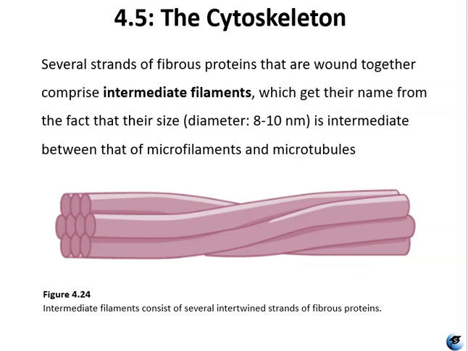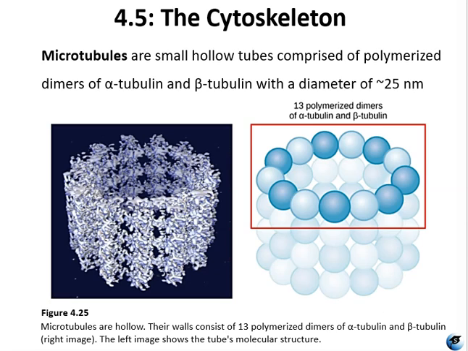Several strands of fibrous proteins wound together comprise the intermediate filaments, which get their name from the fact that their size is intermediate between that of microfilaments and microtubules. Intermediate filaments are important because they anchor the nucleus and the organelles in place within the cytoplasm.